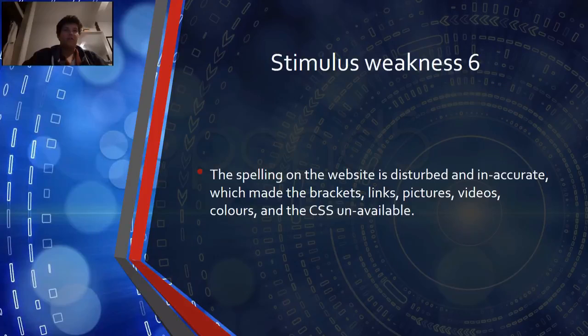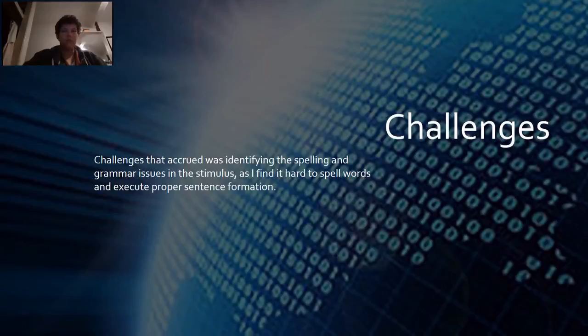The spelling on the website is disrupted and inaccurate, which made the brackets, links, pictures, videos, colors and the CSS unavailable. A challenge that occurred was identifying the spelling and grammar issues in the stimulus, as I find it hard to spell words and create proper sentence formation.